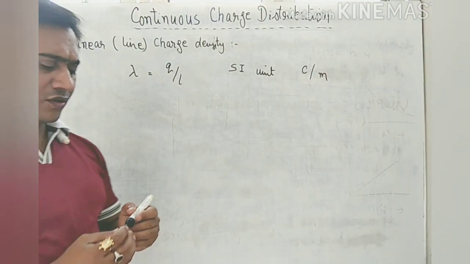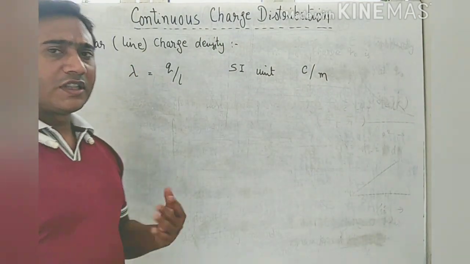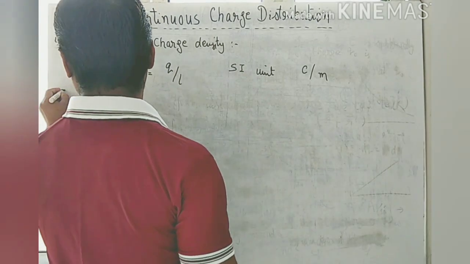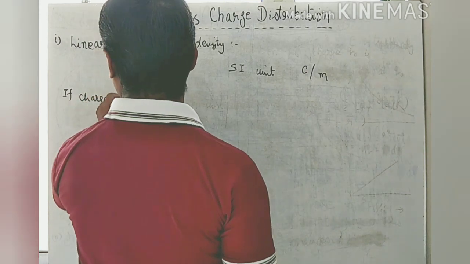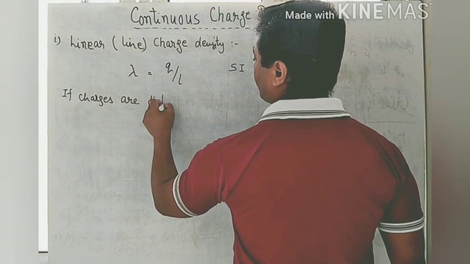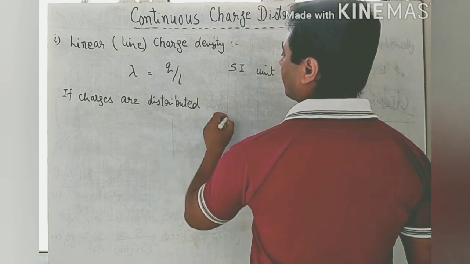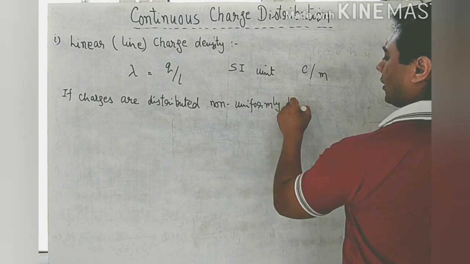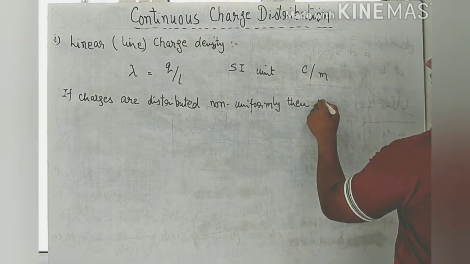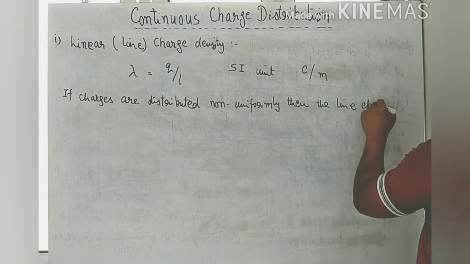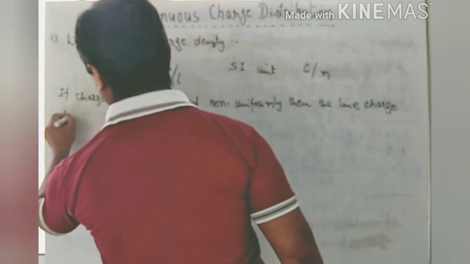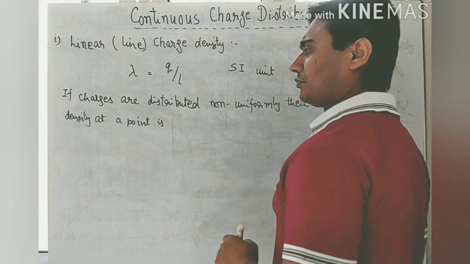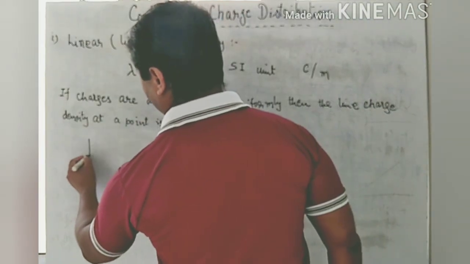Now see, if the charges are distributed non-uniformly, then in that case we can talk of linear charge density at a single point. So if charges are distributed non-uniformly, then the line charge density at a point is, okay. So for that, let me first draw.